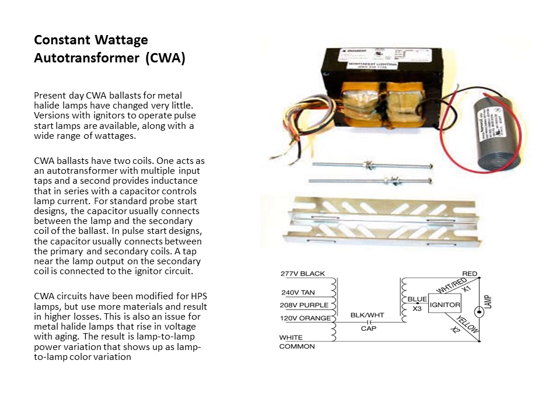CWA circuits have been modified for HPF lamps but use more materials and have higher losses. This is also an issue for metal halide lamps, which rise in voltage with aging, resulting in lamp-to-lamp power variation that shows up as lamp-to-lamp color variation. The picture you see on the side is an explanation of the circuit.